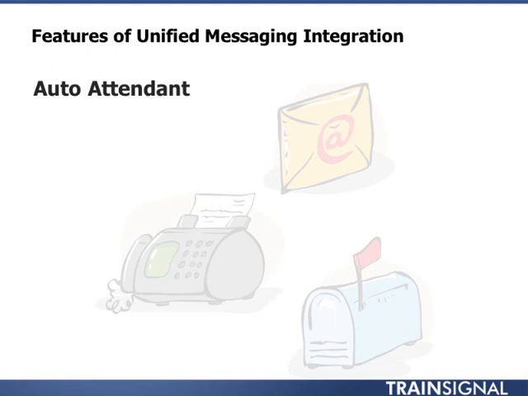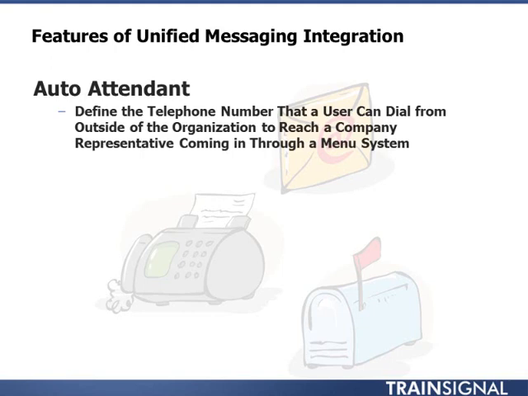When you're setting up the Unified Messaging Server, you're going to have to define or set up your auto attendants. When you define an auto attendant, you define a telephone number that a user can dial from outside of the organization to reach a company representative coming in through a menu system. So it's a menu-driven or automated system that allows users to navigate throughout the environment. The Microsoft Exchange Unified Messaging Administrator can customize the auto attendants as required.